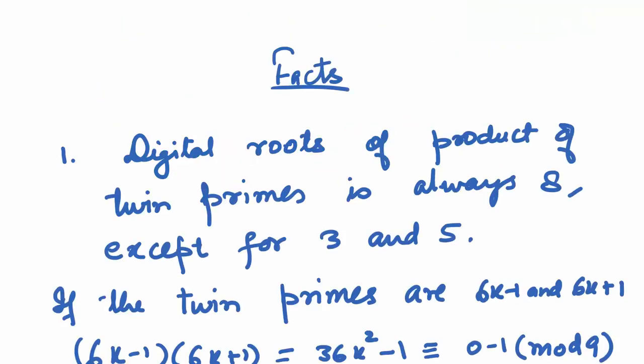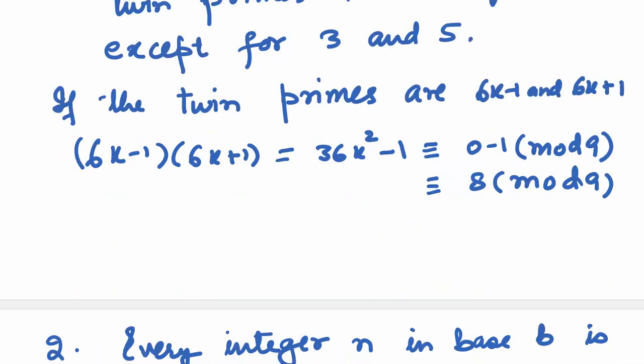Certain facts about digital roots. Digital root of product of twin primes is always 8, except for 3 and 5. Now, if we take the twin primes to be 6k minus 1 and 6k plus 1, you can see 6k minus 1 into 6k plus 1 will be 36k squared minus 1, which is congruent to minus 1 modulus 9, and that is nothing but 8. Digital root of 3, you know, will be 3, and digital root of 5 will be 5.